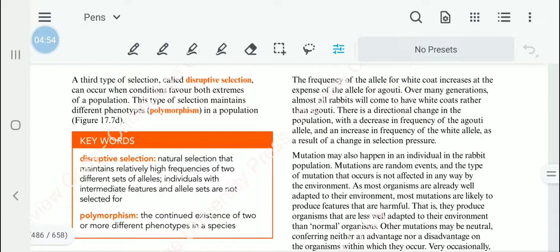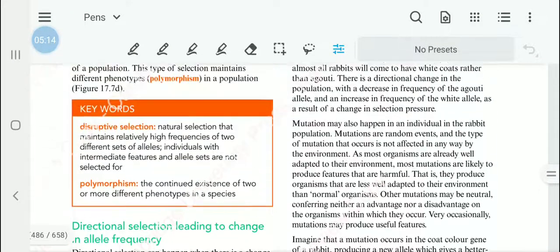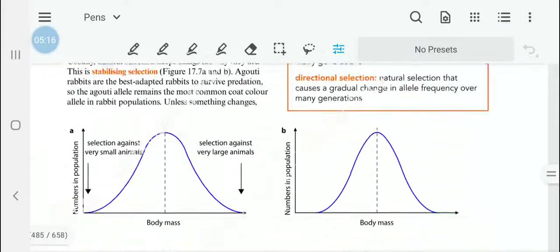So disruptive selection is the natural selection that maintains relatively high frequencies of two different sets of alleles. Individuals with intermediate features and allele sets are not selected for. Polymorphism is the continued existence of two or more different phenotypes in a species. I hope you understood. Let's write down a note on this.